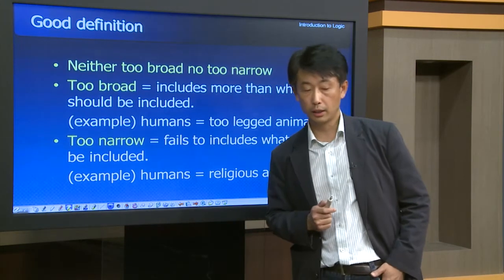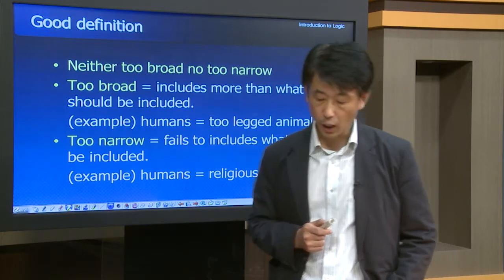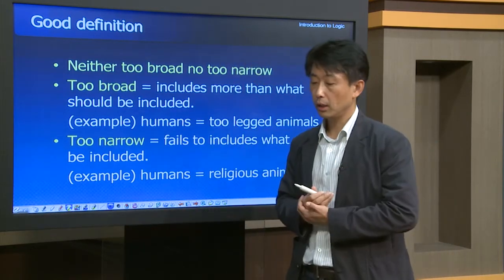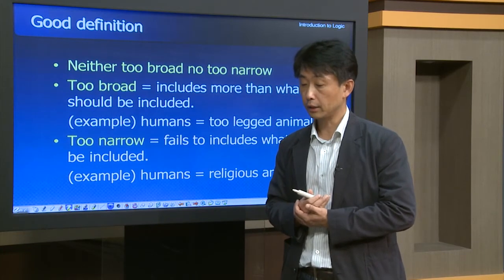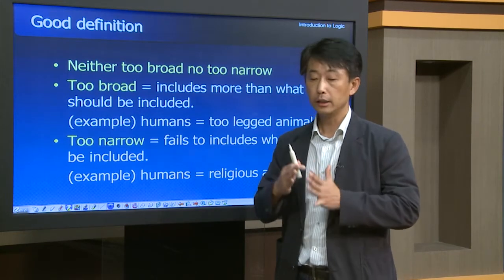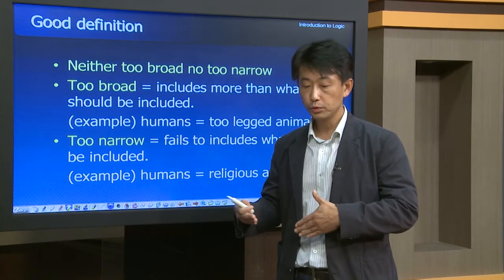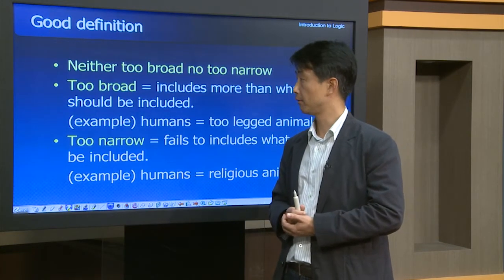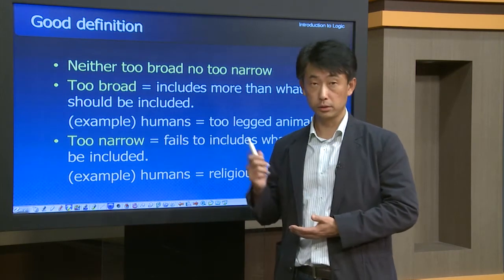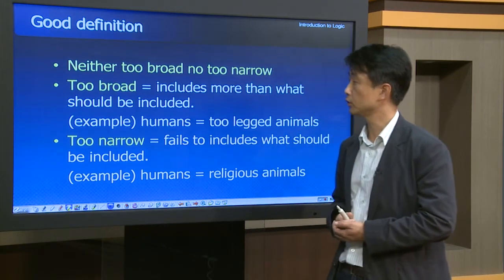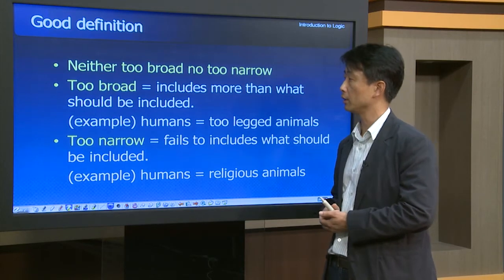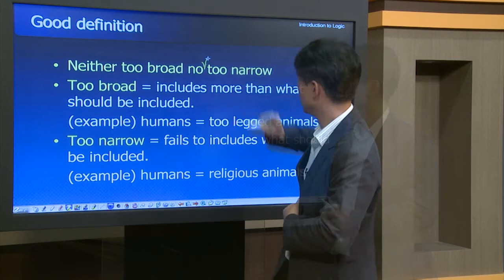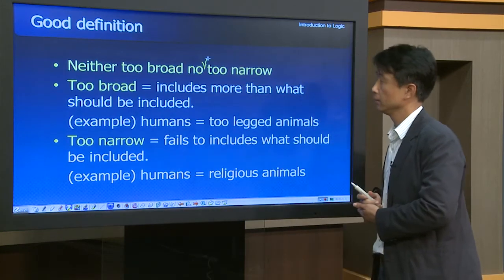In the textbook, there are instructions about good definitions. If you try to define a term in a proper way, the following are the rules that you have to abide by. The first, this is very important. The first rule of good definition is a definition should be neither too broad nor too narrow.